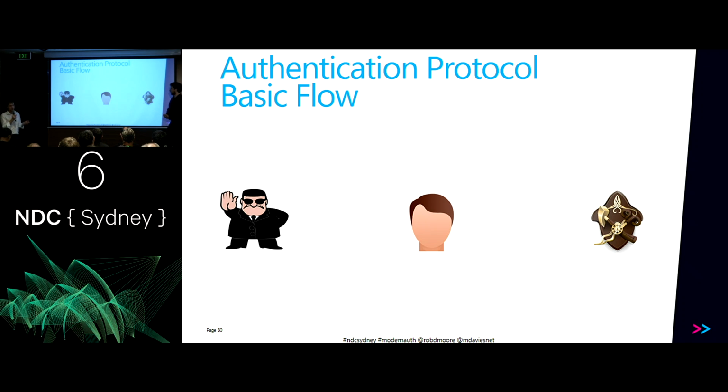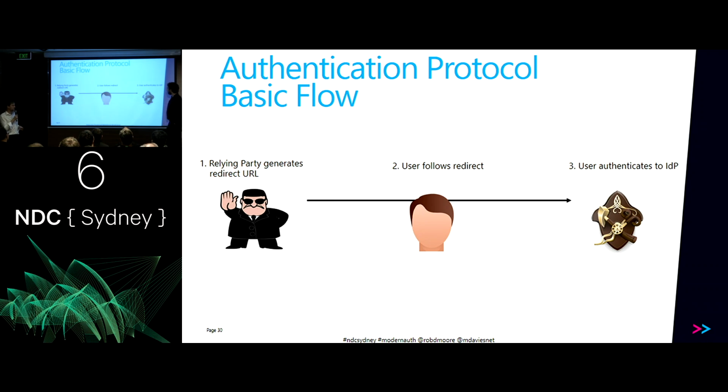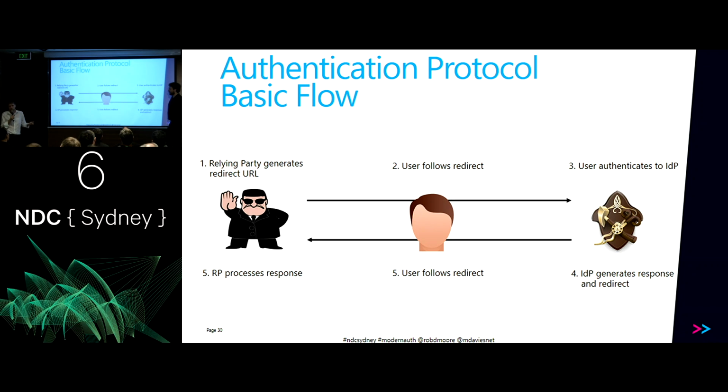Pretty much every protocol on the last slide follows this basic flow. What will happen is the relying party will generate a redirect URL. They'll send the user on that URL and it will take them to the identity provider, at which point they're going to authenticate, and then the identity provider will come up with a response and a redirect URL back to the relying party, at which point it can process that response. Pretty much every protocol follows this basic flow. So what we're going to look at is just a couple of the protocols we saw in the last slide to give an example in particular of this first redirect URL.